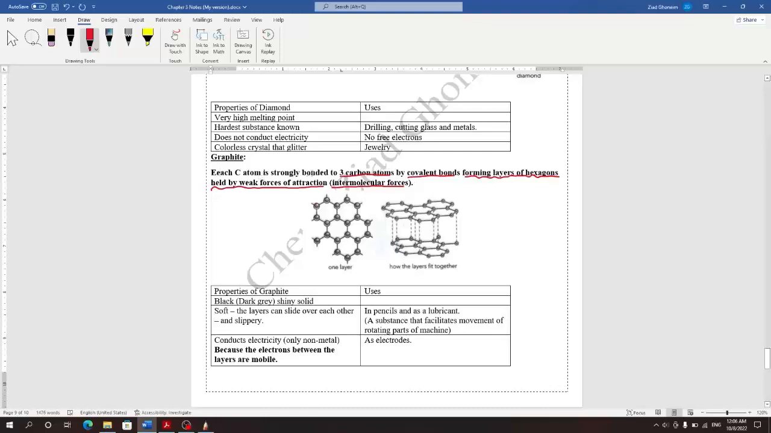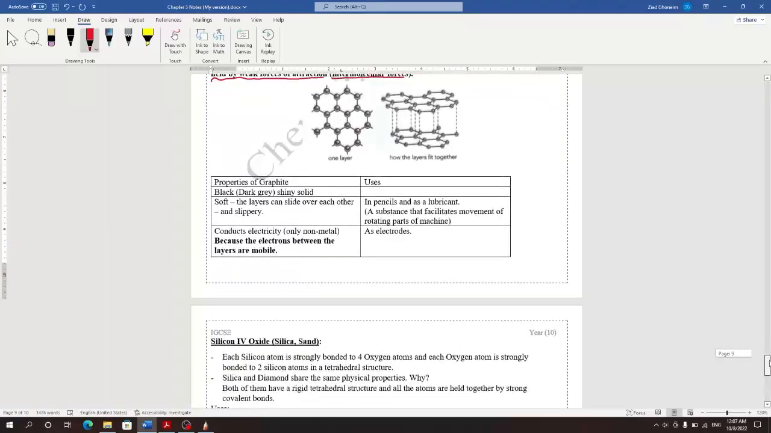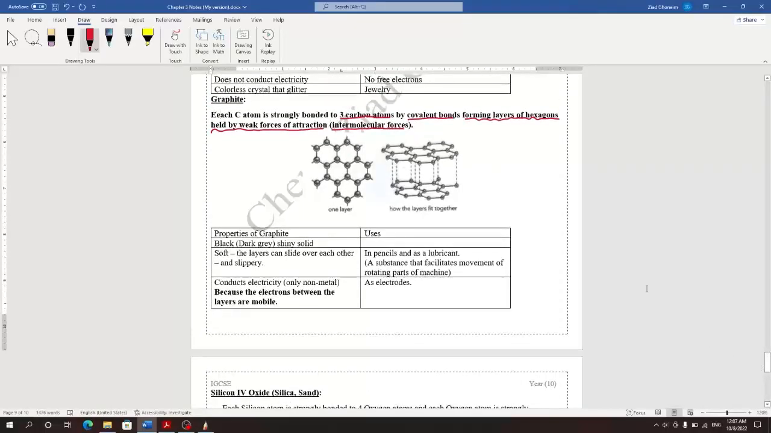Each carbon atom is strongly bonded to 3 carbon atoms by covalent bonds, forming layers of hexagons. Now we know what hexagons are, held by weak forces of attraction. These are called intermolecular forces. Right, so we're talking about 2 layers, 2D layers formed above each other, connected together by weak intermolecular forces. Alright, so in diamond, the only type of bonds we had were strong covalent bonds.